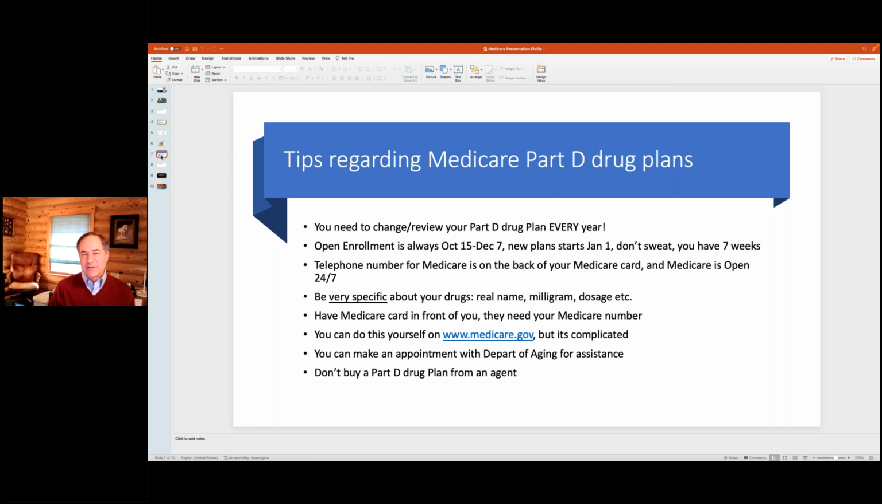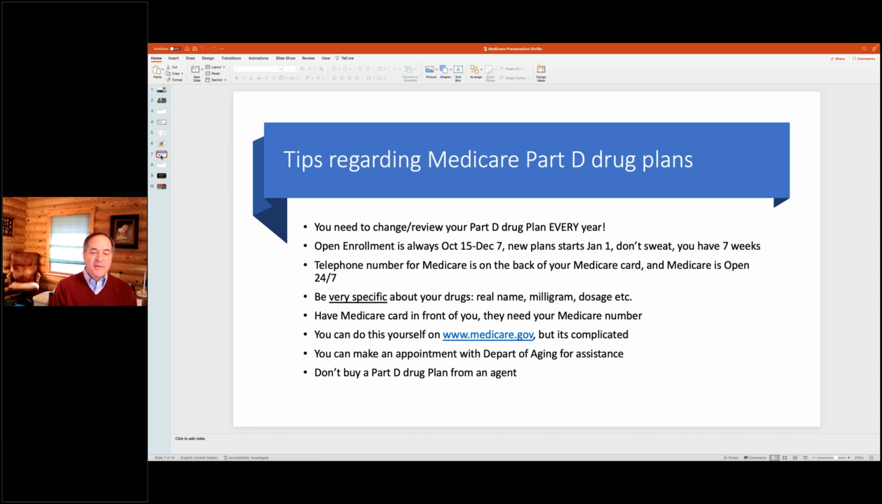And then you've got up to 7 weeks, just so long as you do it before December 7th, you're good, you're golden. And then it starts January 1. The telephone number, like I said, is on the back of your Medicare card. And be very, very, very specific when talking to an agent there at CMS about what your medications are. Or you can just go to medicare.gov and do it yourself.